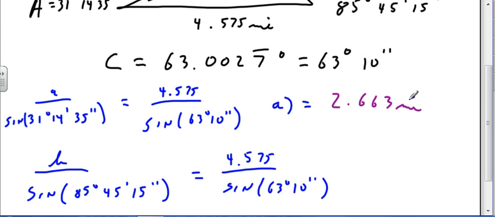4.575 times the sine of 85 degrees, 45 minutes, 15 seconds, close parentheses, divided by sine 63 degrees, 0 minutes, 10 seconds, close parentheses. Boom. I have 5.120 miles.